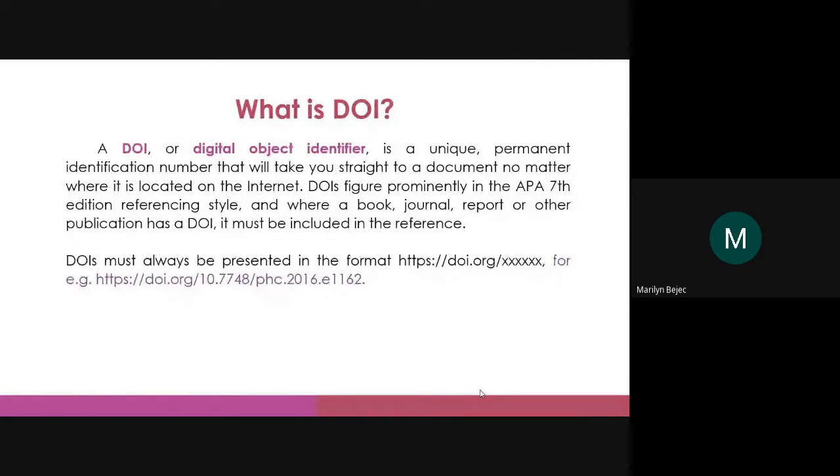So what is a DOI? DOI is a digital object identifier. It is a unique permanent identification number that will take you straight to the document no matter where it is located on the internet. DOIs figure prominently in the APA 7th edition referencing style, and where a book, journal report, or publication has a DOI, it must be included in the reference. DOI must always be presented in this format.